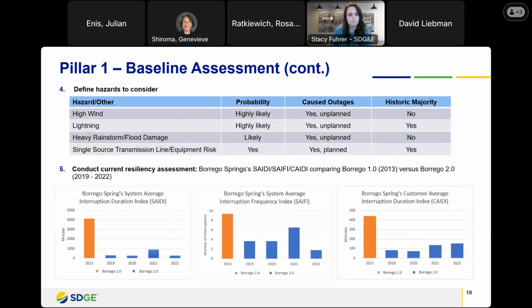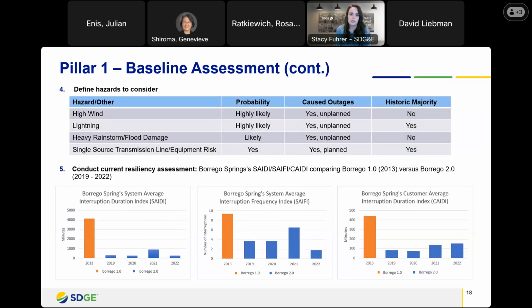As we move down to number 4, we look to define the hazards in Borrego. So we identified 4 hazards. We have high wind. The probability of high wind is highly likely.